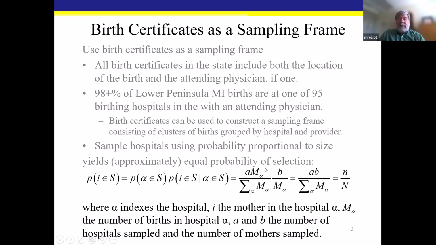So the trick is there are two things that happen. One is that you get this equal probability of selection, which is very nice. And secondly, by sampling the same number of births in each hospital, you can control the costs, right?